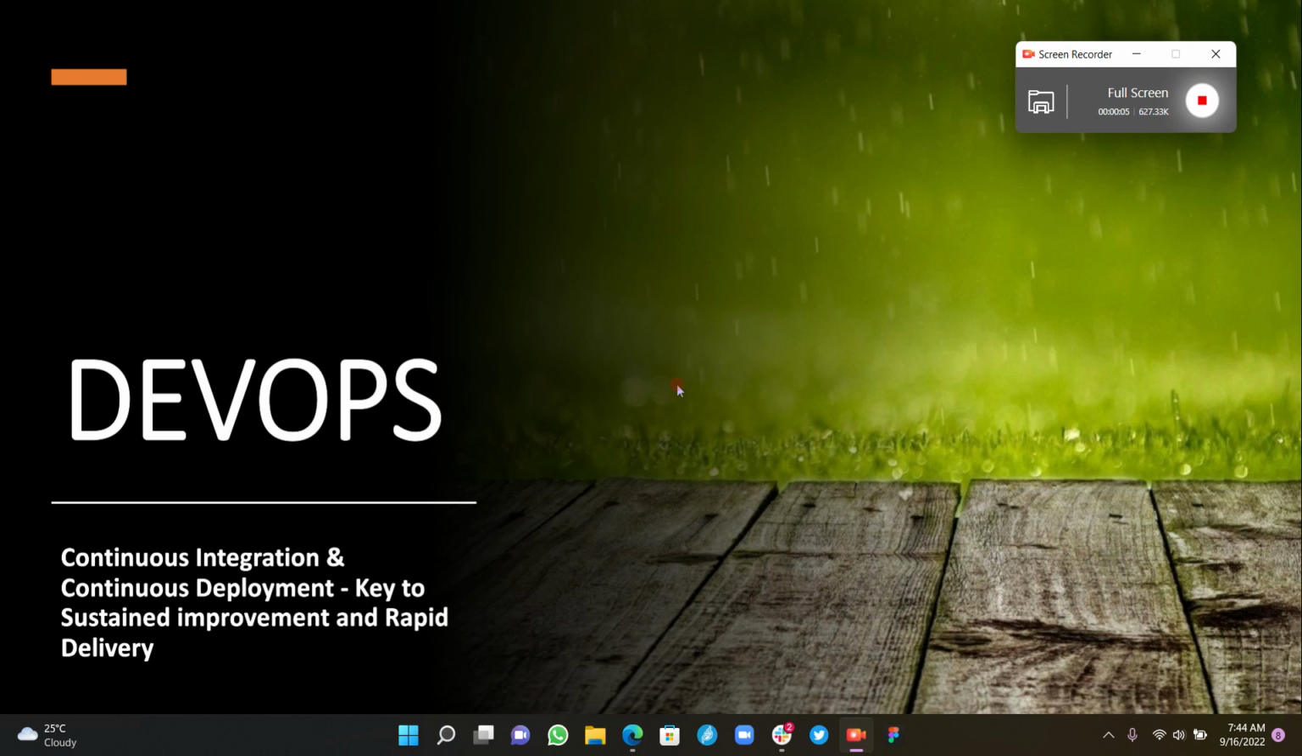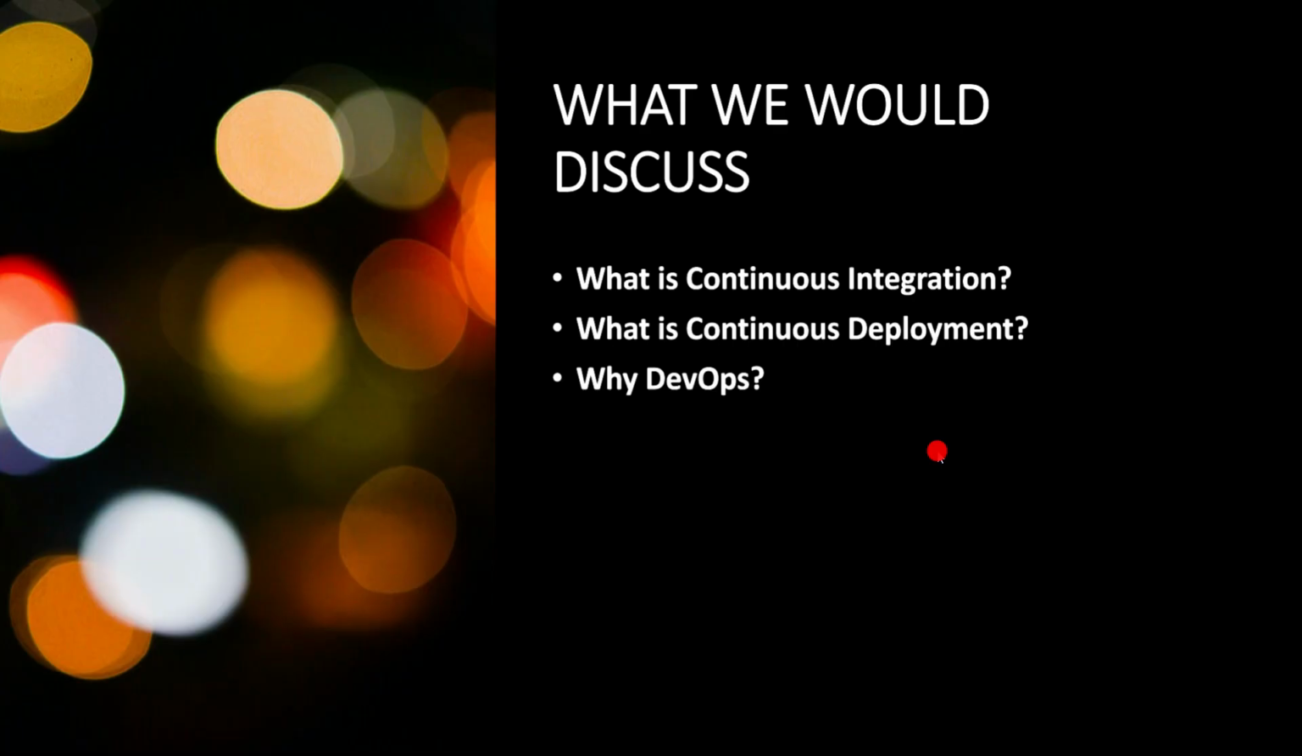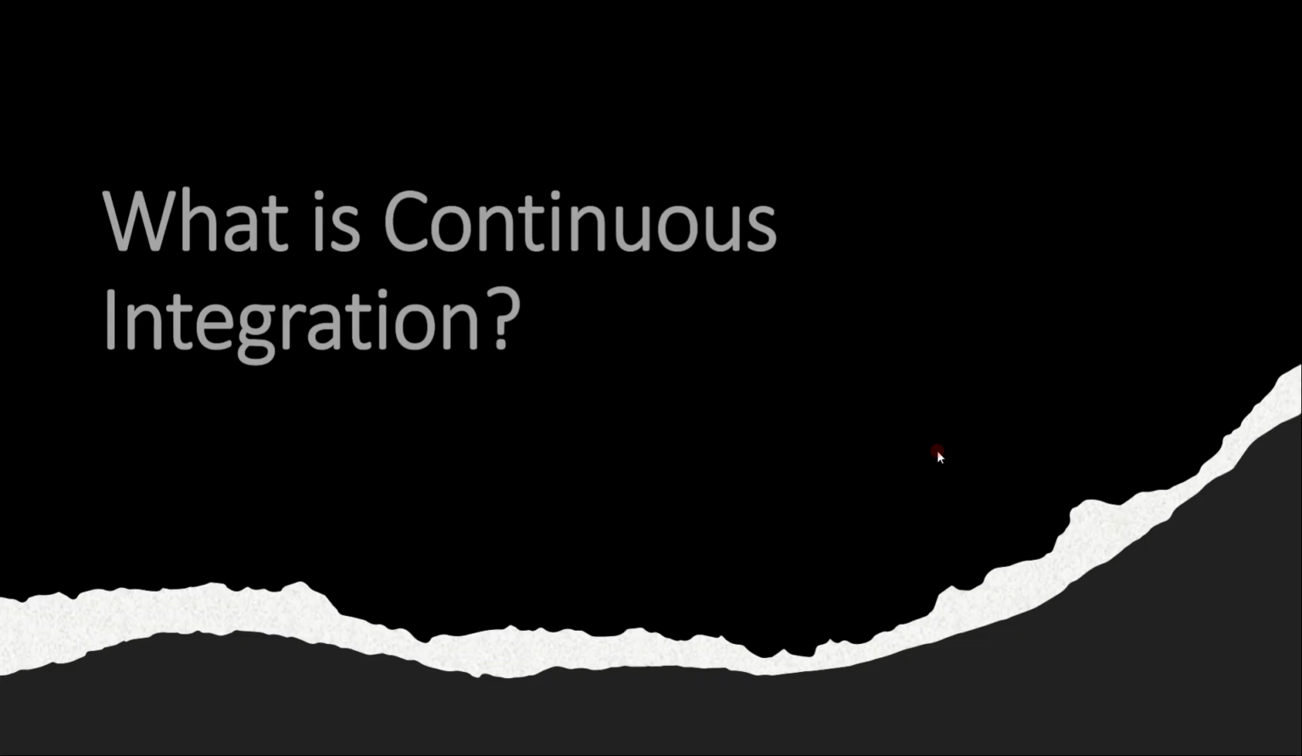Today we'll be discussing DevOps and looking at continuous integration and continuous deployment as key parts of sustainable improvement and rapid delivery of service. So we'll be covering three major areas. We'll be discussing what is continuous integration, what is continuous deployment, and then why we involve DevOps in our processes.